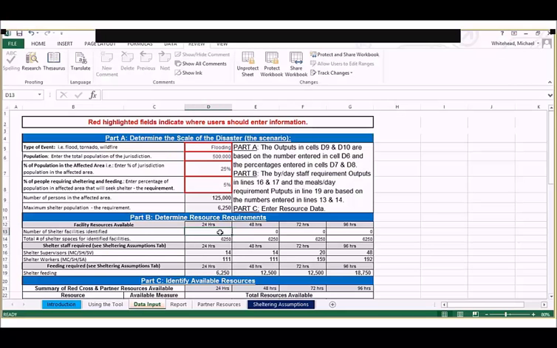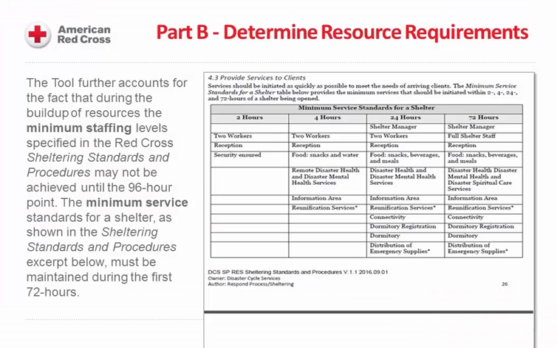The next step is for the county, the Red Cross, and the other shelter and feeding partners to identify shelter facilities with the total number of shelter spaces equal to the shelter requirement. In this example, we're going to say it's 20. Once you identify that, then we can look at the resources that are required for each 24-hour period up to 96 hours.